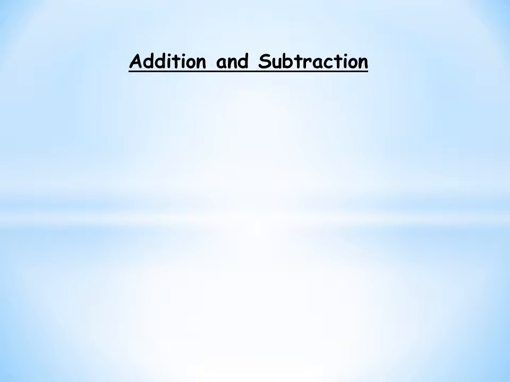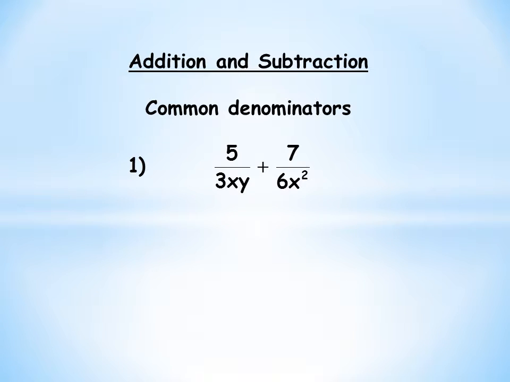Okay, today we're going to add and subtract rational functions. So in order to do this, we need to find common denominators. So if you look at an expression like this, I have one fraction plus another fraction. So just like when you're adding any fractions, you need to find a common denominator.